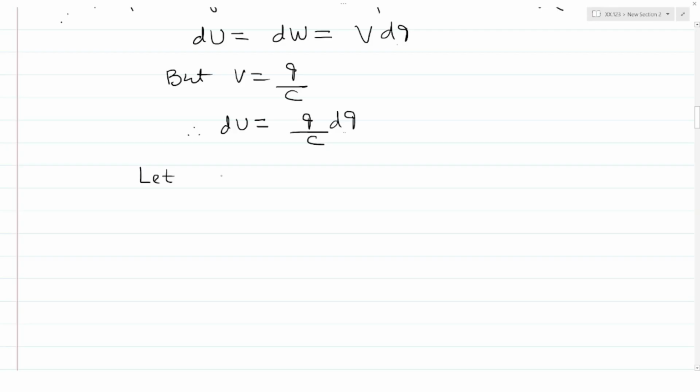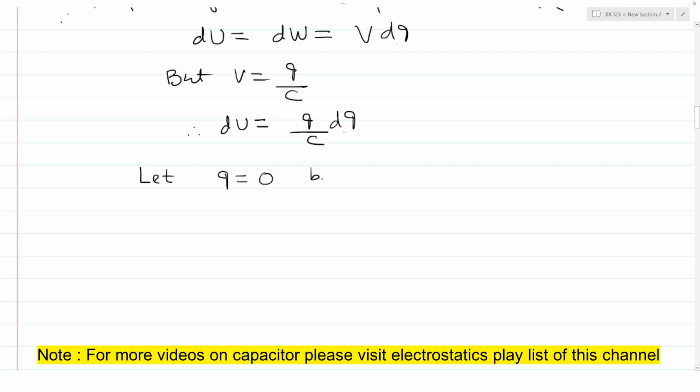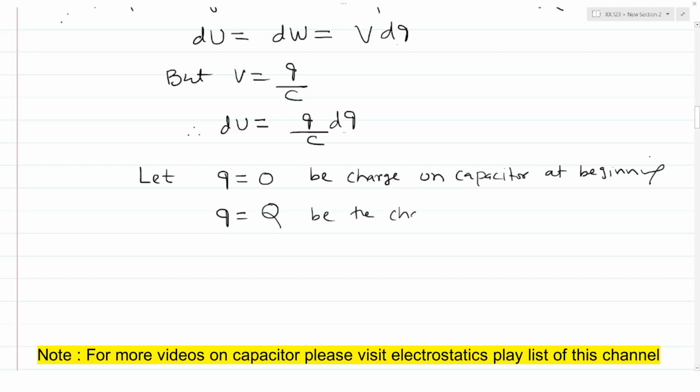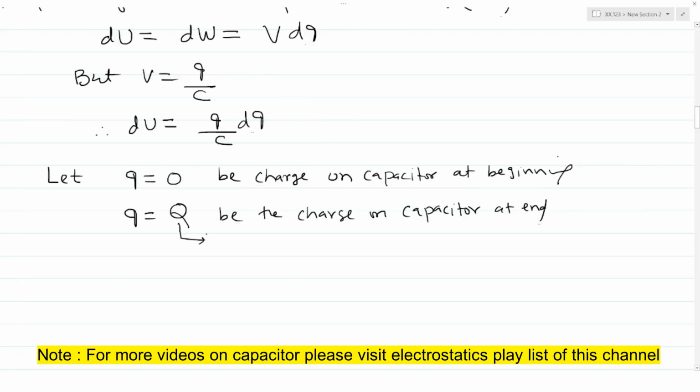Let Q equal 0 be the charge on the capacitor at the beginning, and Q equal capital Q be the charge on the capacitor at the end. So capital Q is nothing but the total charge stored in the capacitor, and to store this charge, work has to be done, and that work is stored in the form of electrostatic potential energy.